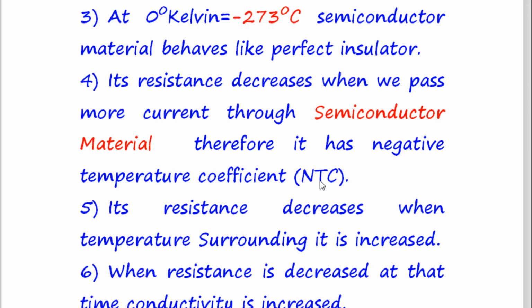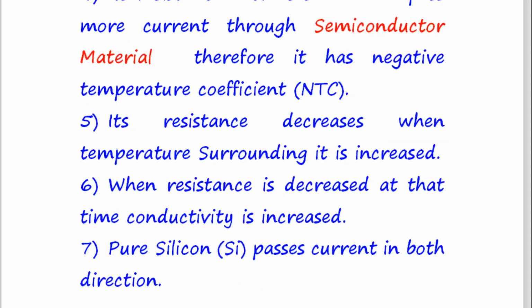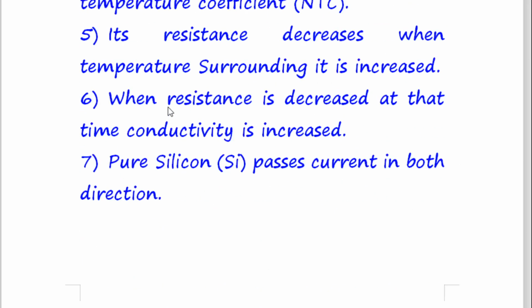Or when you heat the semiconductor material, at that time also the resistance of semiconductor material decreases. Its resistance decreases when the temperature surrounding it is increased. So resistance of semiconductor material is affected by two parameters. Parameter number 1, temperature surrounding the semiconductor material, and the voltage applied to it or current flowing through the semiconductor material. The more the current flowing, the less will be the resistance. So in this way, these two parameters are very important for this semiconductor material.